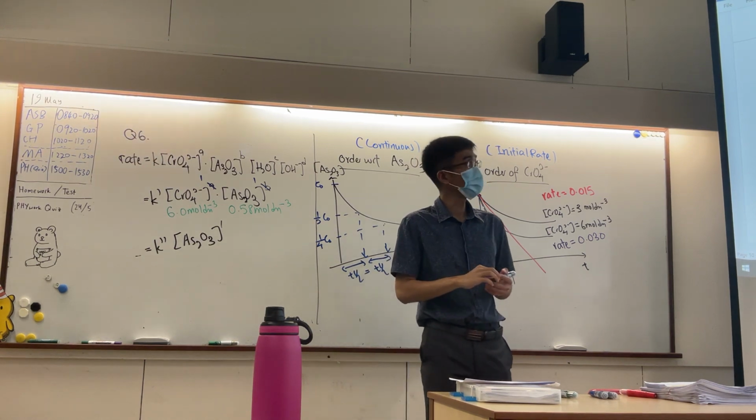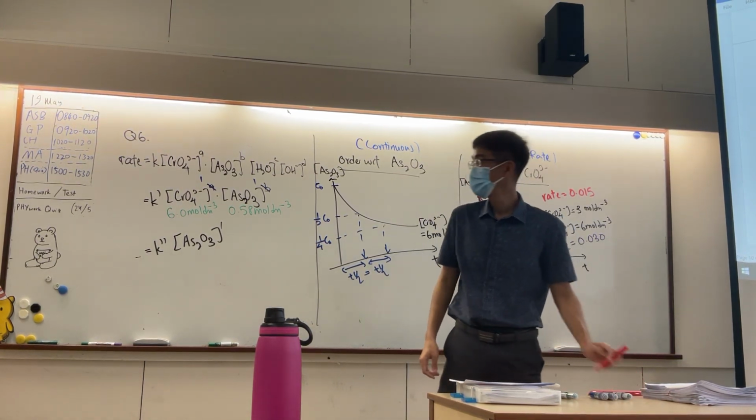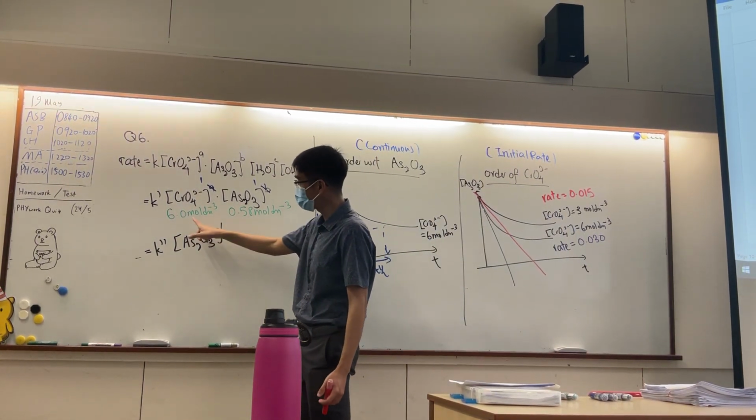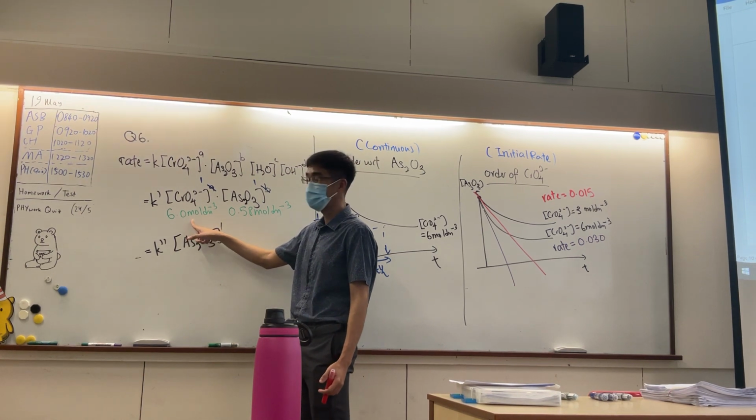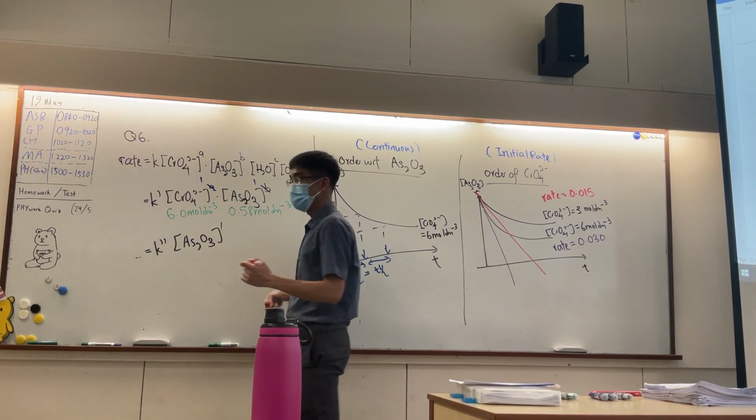Now, what the question is doing is trying to repeat the experiment. For the repeated experiment, can you tell me what is the concentration of the CrO4 2-? 0.59.